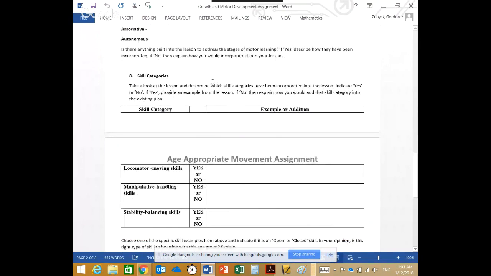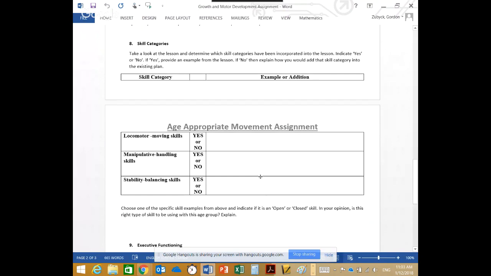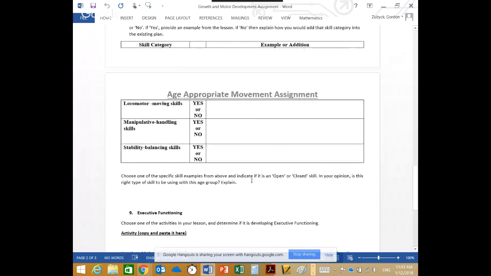Looking at our skill categories, where again, you're thinking about, is there anything in the lesson about locomotor or moving skills? Is there anything for manipulative or handling skills, or stability, which are balancing skills? And then give an example of what was in there. If it's a no, then what would you do to tweak the lessons so that you could build in some locomotor if it was missing, for example? So again, there's a yes or a no, but there's work to do after either identifying the yes or explaining how you would fix it if you answered no.